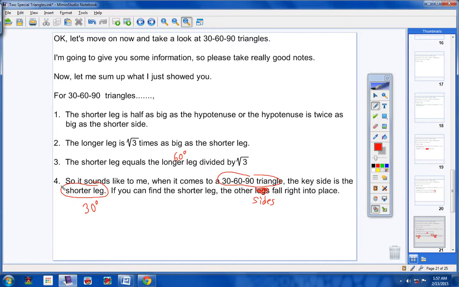Okay? Alright. Copy this down, please. I'm going to move on in just a minute. So if you're not done, have the supervising teacher pause it. The key side in a 30, 60, 90 triangle is the shorter leg. Okay, I'm moving on. If you need to pause the video, please do so.